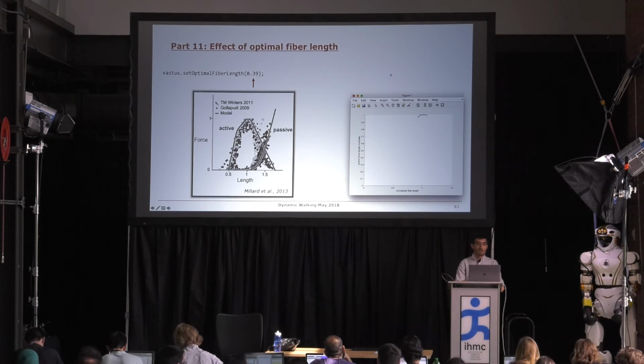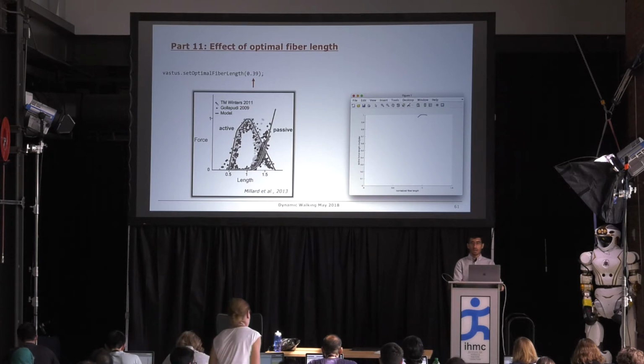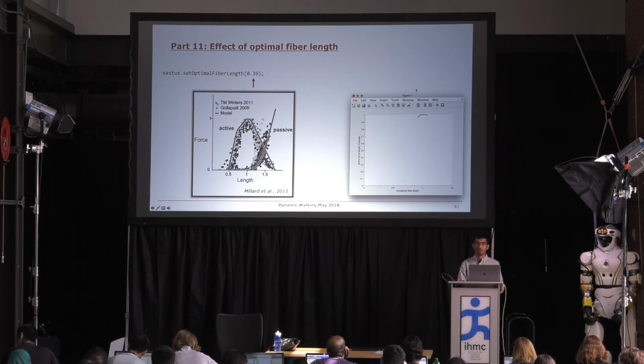So go ahead, find, in part 11, change this. Find the line where you set the optimal fiber length of the muscle, set it to 0.39, and then rerun the simulation. And maybe before you do that, think about what you think will happen to where the muscle operates on the force length curve. Where do you think we'll see the muscle operate now?